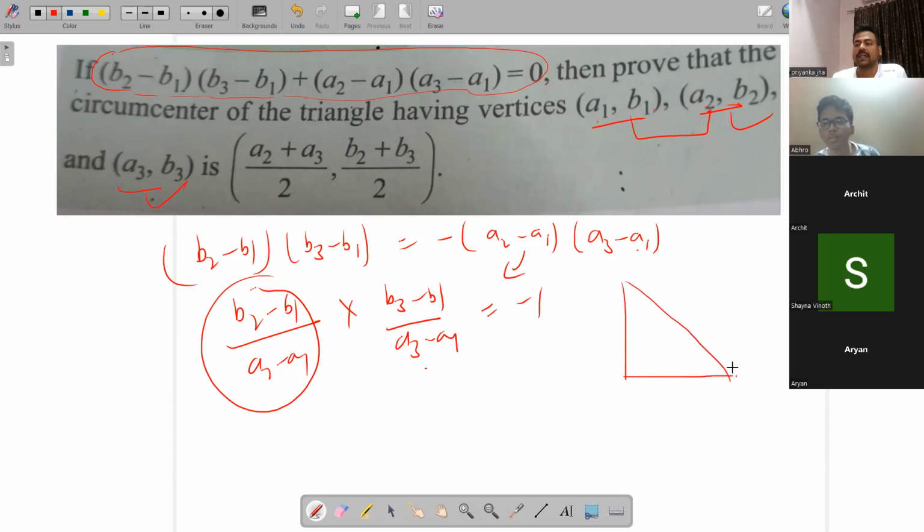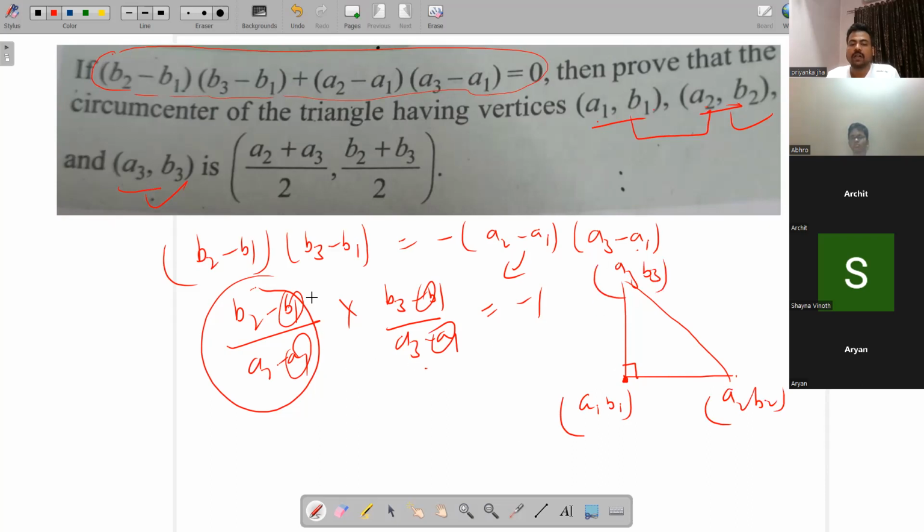इसका circumcenter तो right angle triangle के midpoint पर होगा. Now you have to decide which one will be what point. This is the right angle, so this point should be which one: A1 B1, or A2 B2, or A3 B3? You have to check that. Now you can see that the slope of this is B2 minus B1 over A2 minus A1, and of this B3 minus B1 over A3 minus A1. So A1 comma B1 should be the vertex where the angle is 90 degrees. Now this is a right angle triangle.